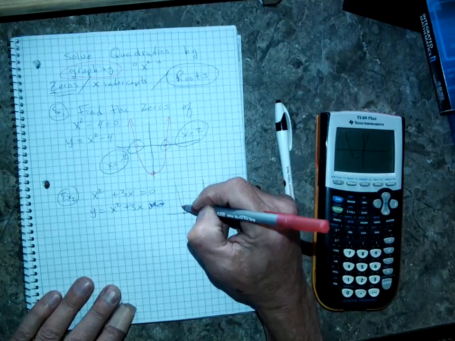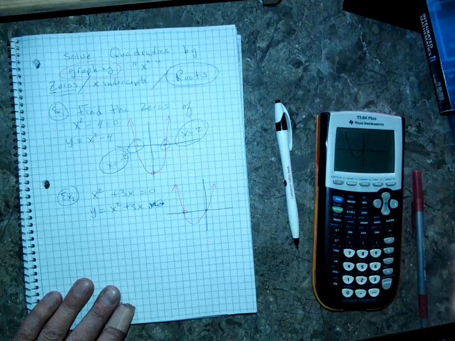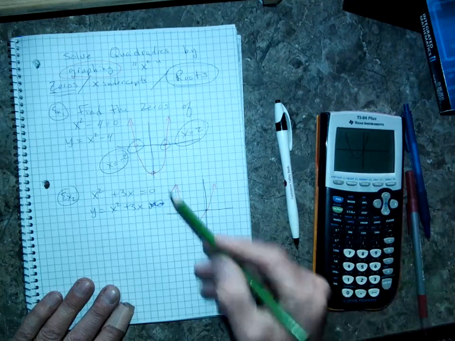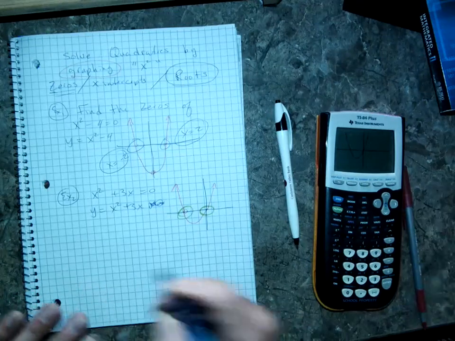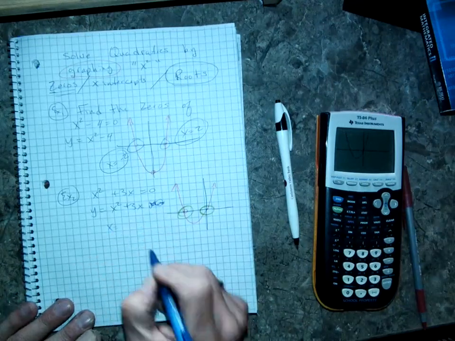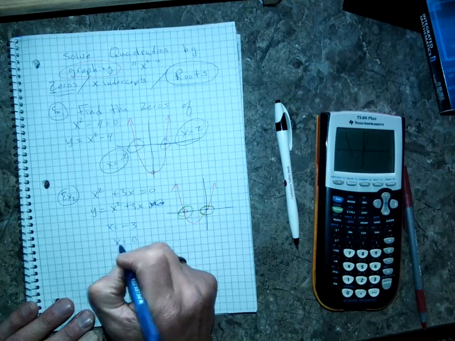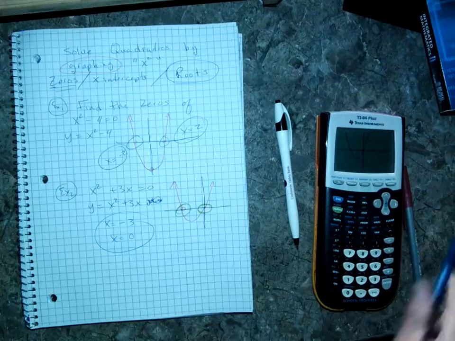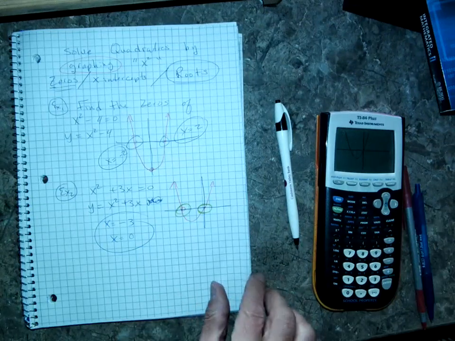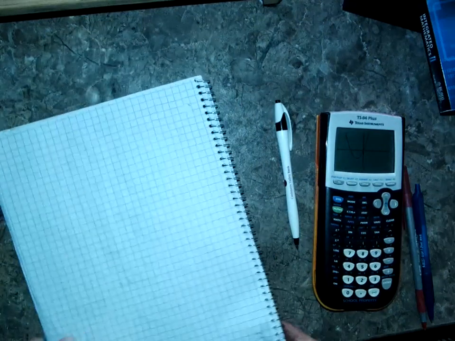And I don't have to do a perfect job because what I'm really looking for is the zeros, and the zeros are here. There's my answer here, my answer here. So I'm going to have x equals -3 and x equals 0. Okay, those are my answers. Just where it crosses the x-axis, it's called my zeros. Not too hard.